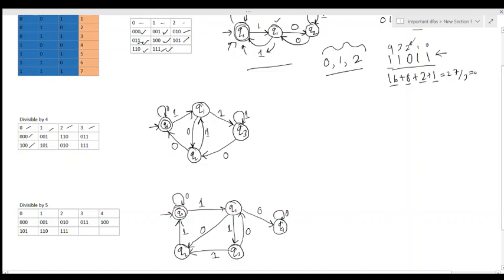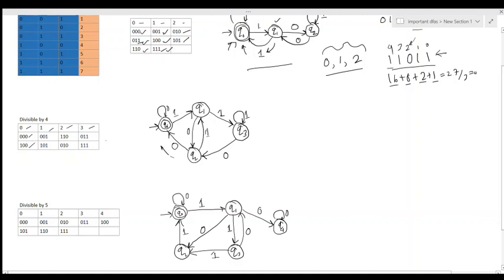So 1 0 0 for 1 0. From Q1 we transition with 0 to Q2, then again a transition with 0. So 1 0 0 again goes back to Q0. So 0 and 4 is recognized by this transition.